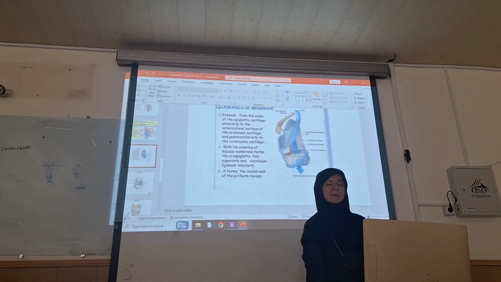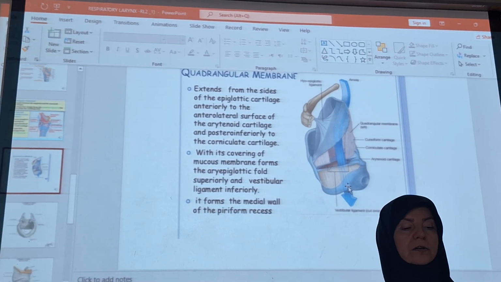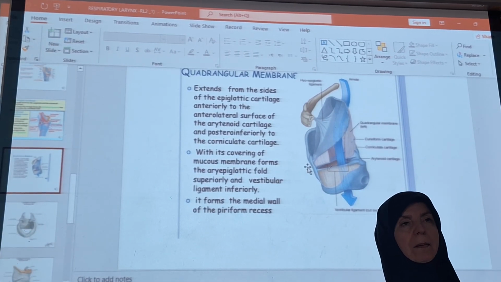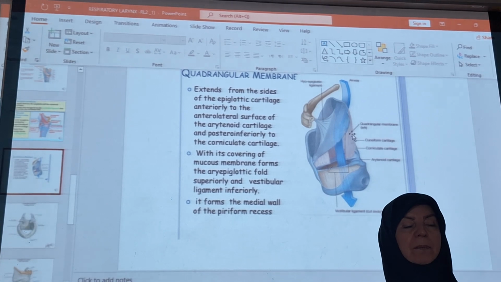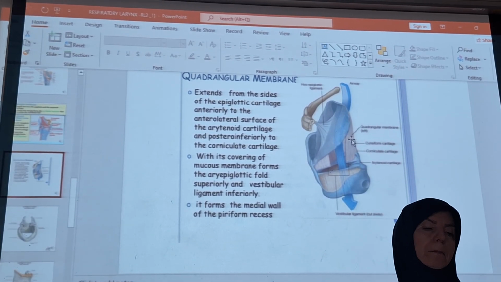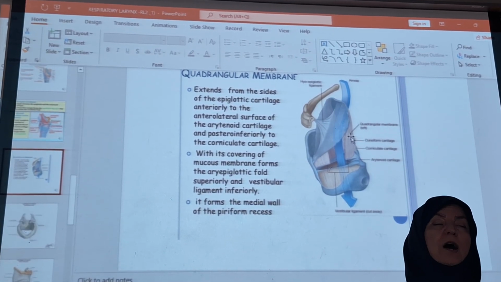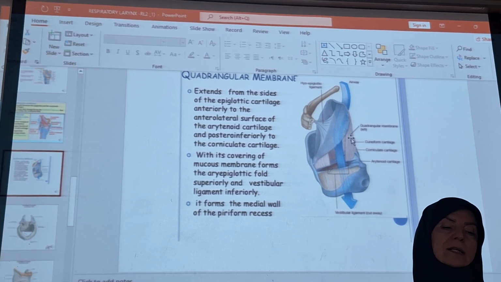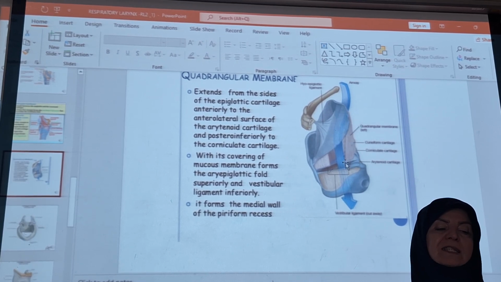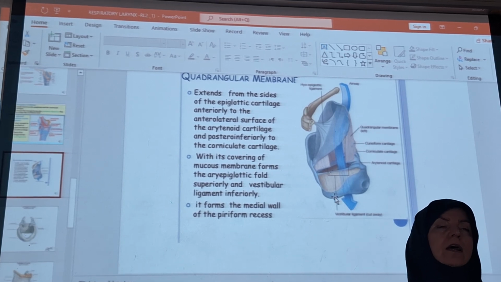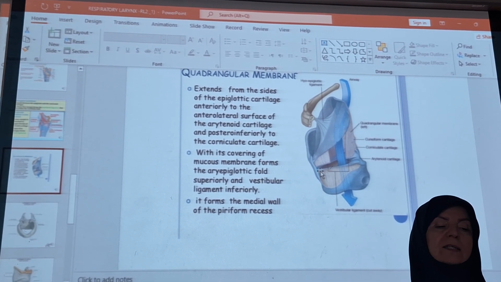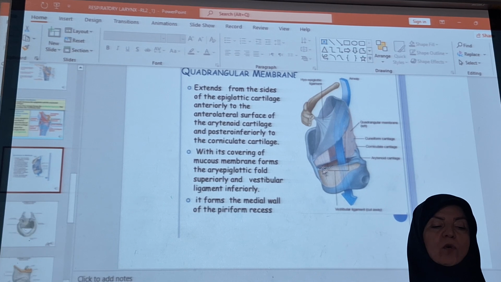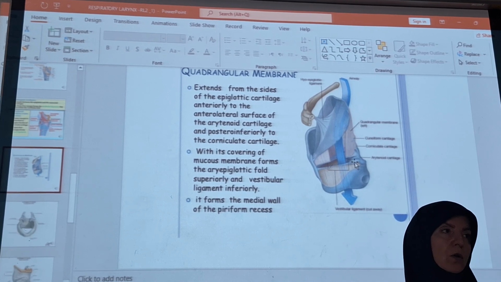What's the name of this membrane? Cricothyroid membrane. What's the name of this membrane? Quadrangular membrane. Which part of the quadrangular membrane forms the vestibular ligament? Which part of the cricothyroid membrane forms the vocal ligament? Superior.